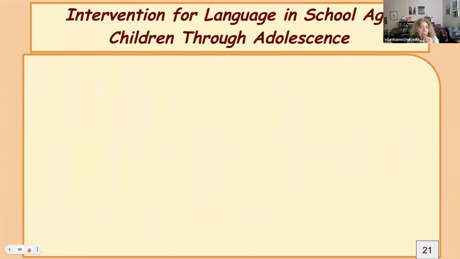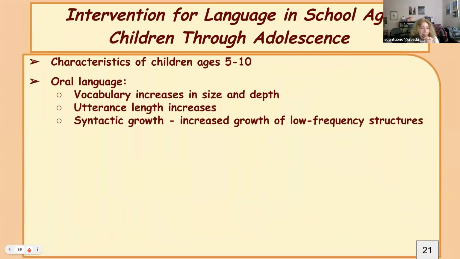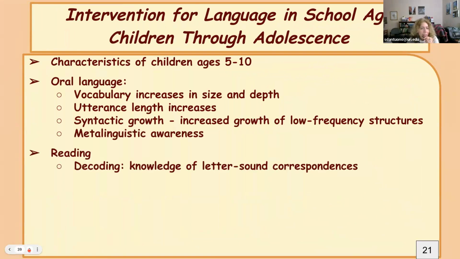So intervention for language in school-age children through adolescence. Oral language vocabulary increases in size and depth. The utterance length increases. Syntactic growth. There's an increased growth of low-frequency structures. Metalinguistic awareness. Reading, decoding, knowledge of letter sound correspondence.